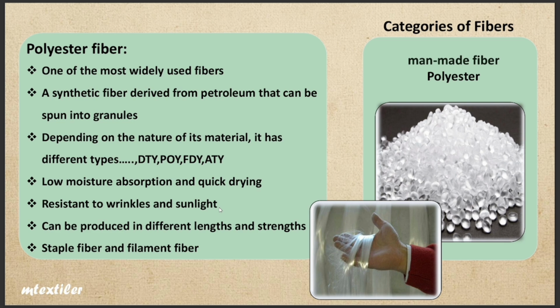Resistant to wrinkles and sunlight, can be produced in different lengths and strengths: staple fiber and filament fiber. Although polyester is manufactured in filament form, it can be cut into any desired length using other machinery to match the properties required in the final product.